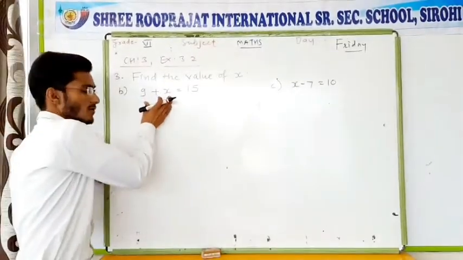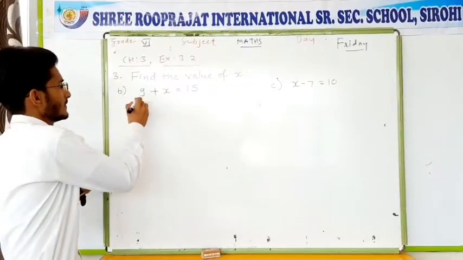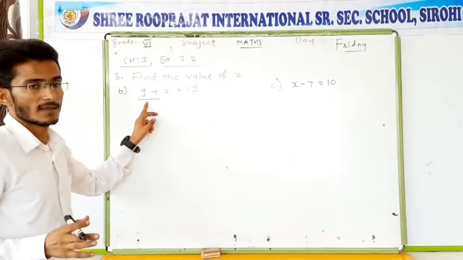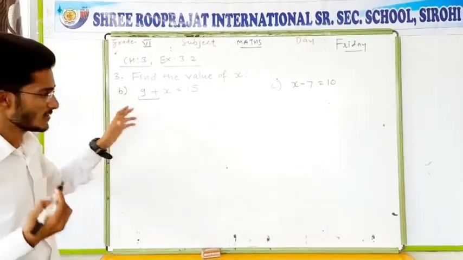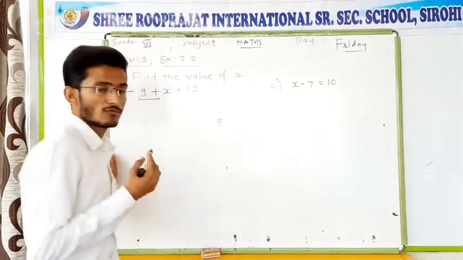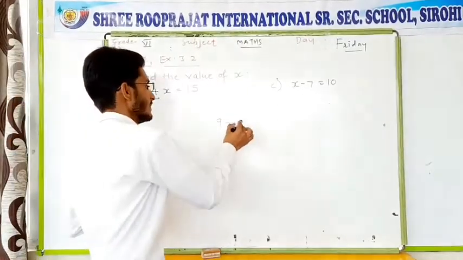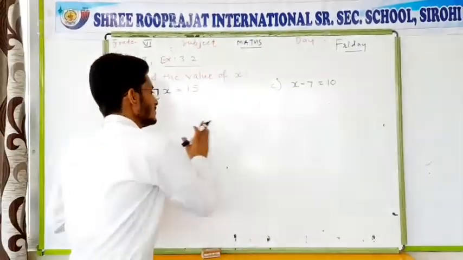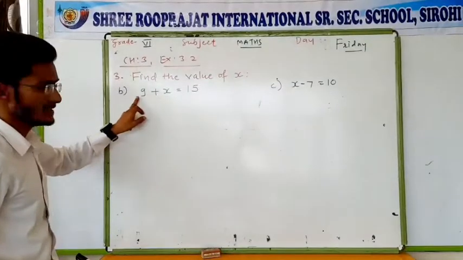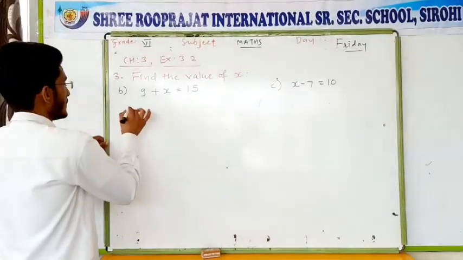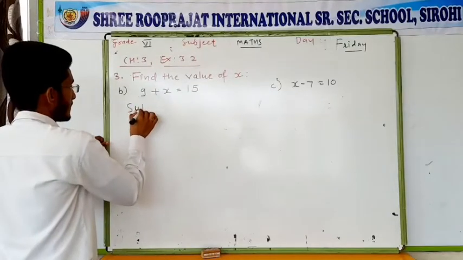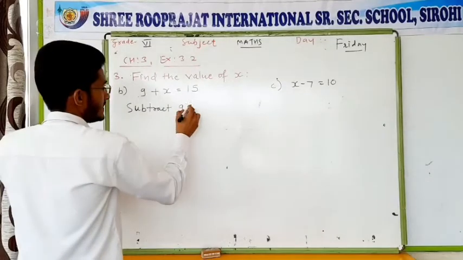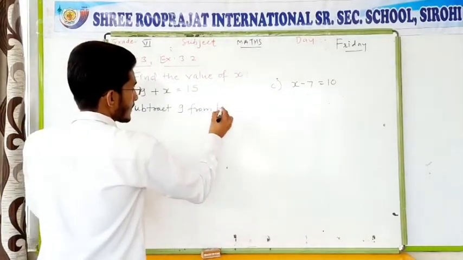So how do you remove it? Whatever number is given with the x, y, z, if it is given in addition, then you have to subtract. Suppose you have 9 rupees. You go to the market and purchase something which costs 9 rupees. Then how much do you have left? 0. So you have to make it 0. So with x there is a 9 given in addition. So subtract 9 from both sides.